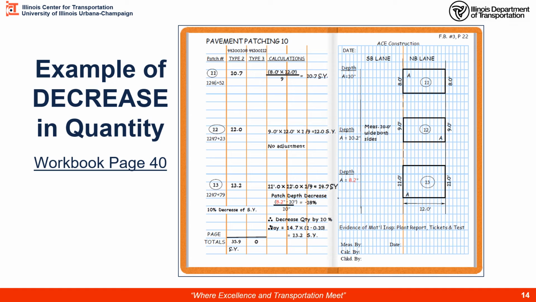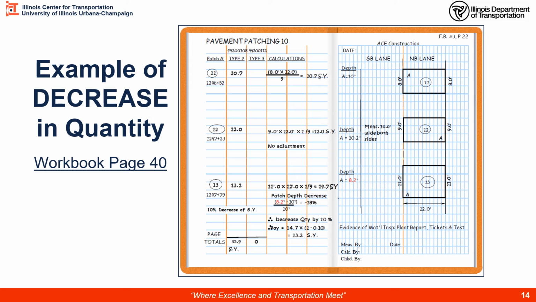On workbook page 40, we have an example of when the thickness decreases and we have a decrease in quantity. Here we have the same numbers that you had in your problem. However, the last patch, instead of being deeper, 12 inches, it is now thinner. It is 8.2 inches for my depth check. That is different than 10, so I better make a check. Here I have my actual 8.2 minus my plan of 10 inches divided by my plan of 10 inches. It tells me it's a minus 18% change, so a decrease of 18%.